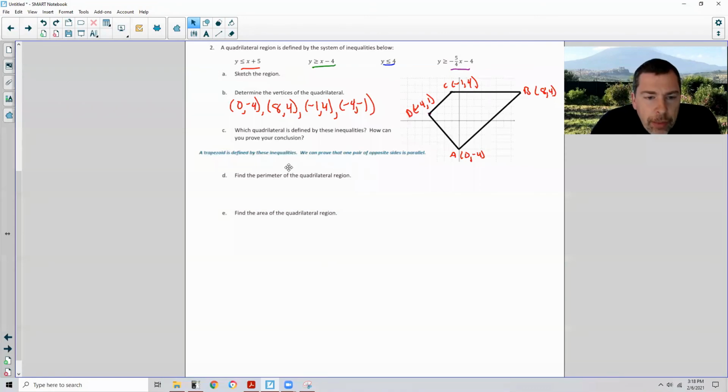Okay, just to save time, and my writing's not the best with this pen, the trapezoid is defined by these inequalities. We can prove that one pair of opposite sides is parallel because their slopes are the same. These two have the same slope, so they're parallel, but nothing else was. All right, find the perimeter of the quadrilateral region.